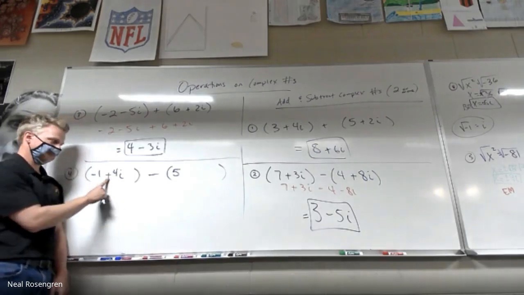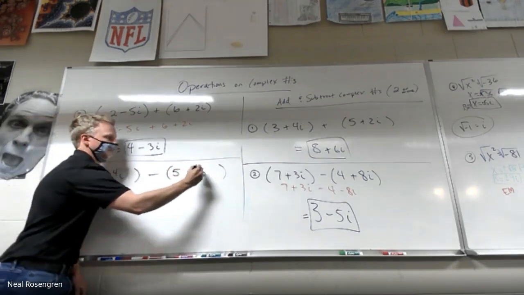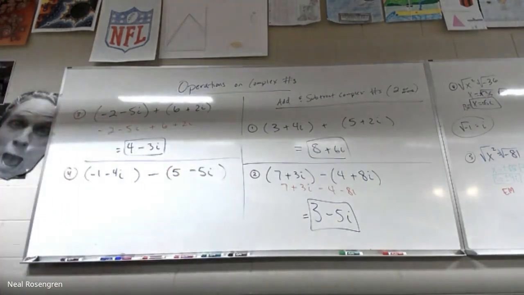Hold on, can I change this? Sorry, I want this plus to be a minus. Negative 1 minus 4i, sorry, because I want to do minus 5. So negative 1 minus 4i minus 5 minus 5i.